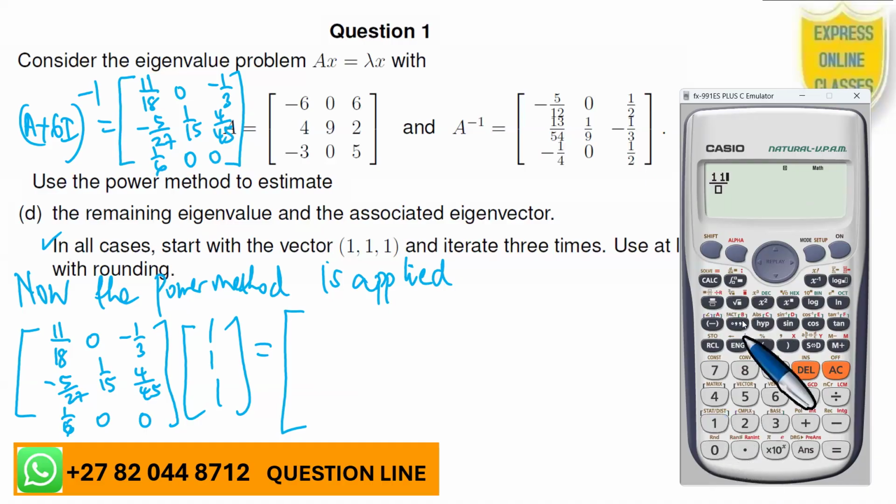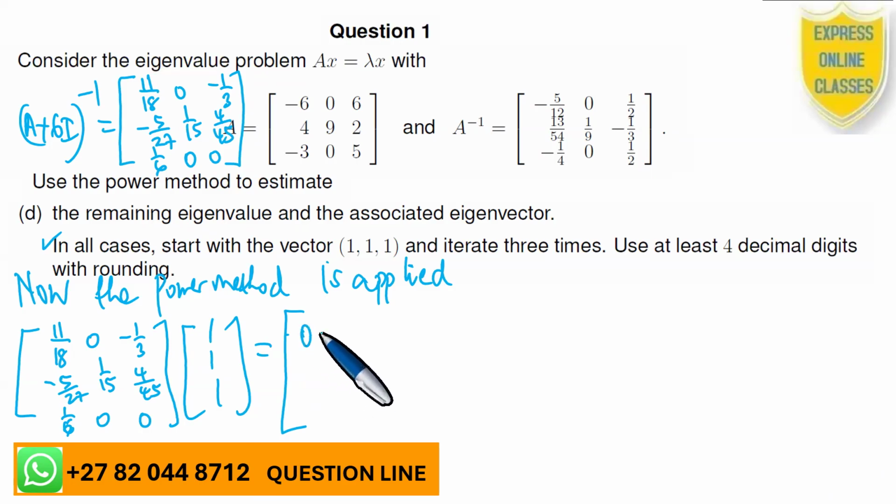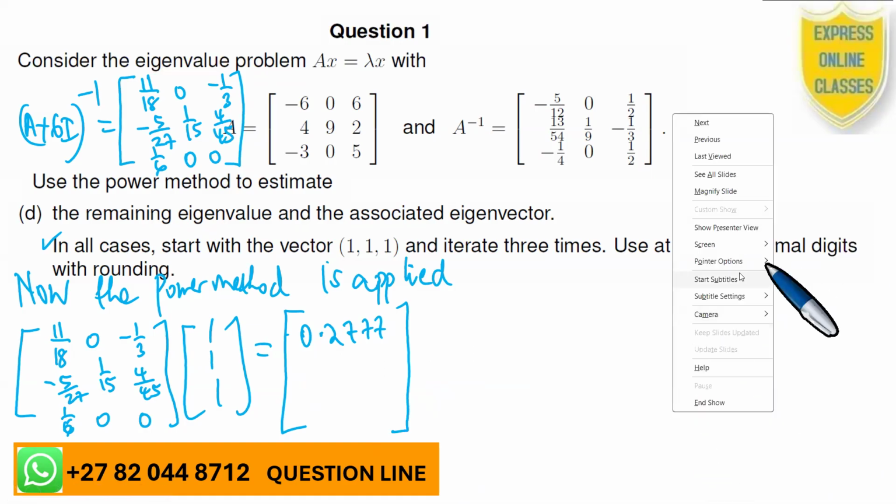Right, so which is 11 out of 18, minus 1 out of 3. So now we're getting 5 out of 18, and this 5 out of 18 is 0.2777 recurring. At least 4 decimal digits, so we're using 4 decimals. Okay, and then we practice with the next one.